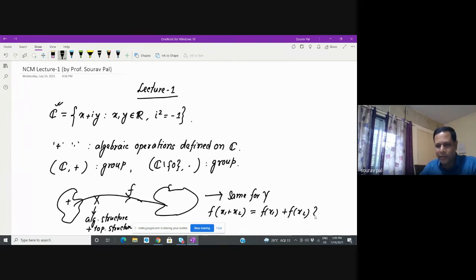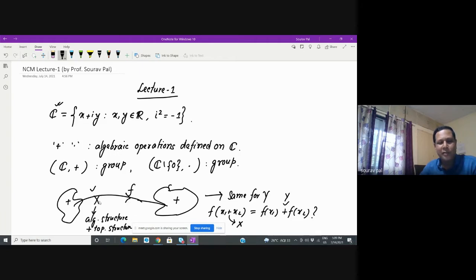Note that this plus comes from X, and the other plus comes from Y. Whether this thing holds, then we say that the algebraic operation plus is preserved. We are adding 2 points on the left hand side, and if we look at the images, it is equal to their individual sums. So this is what is called preservation of a structure.